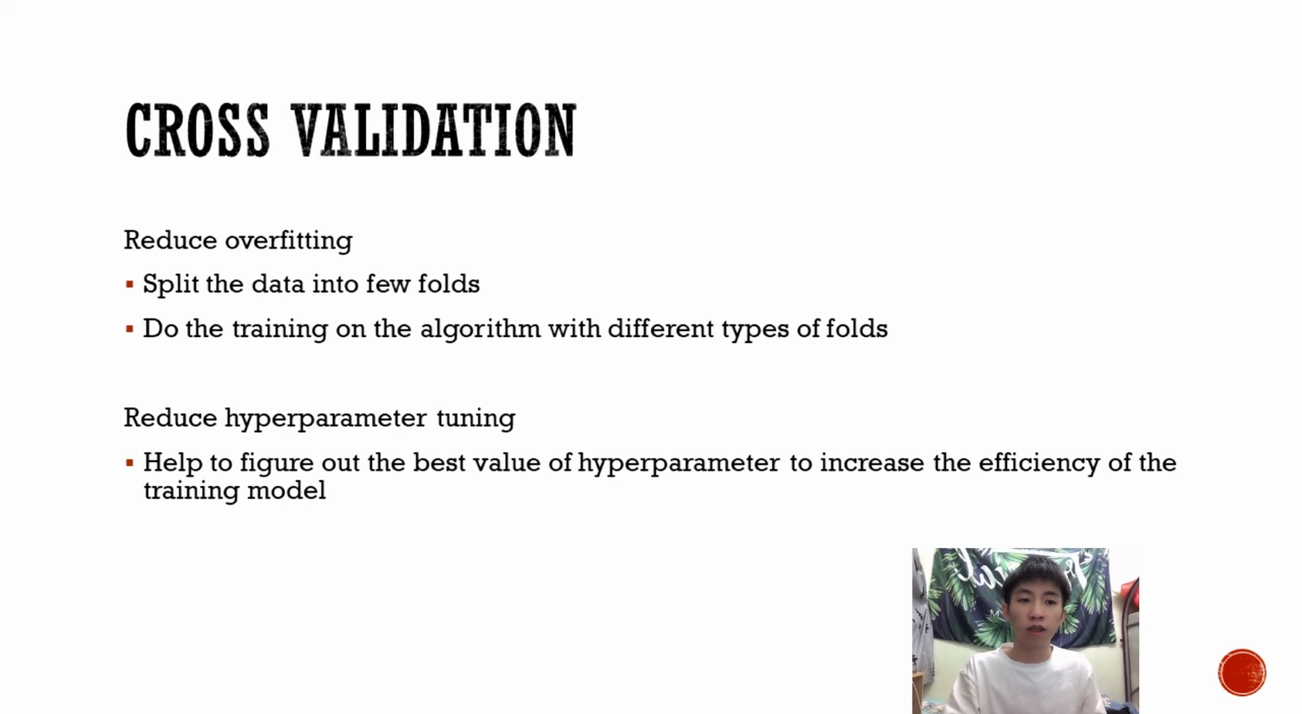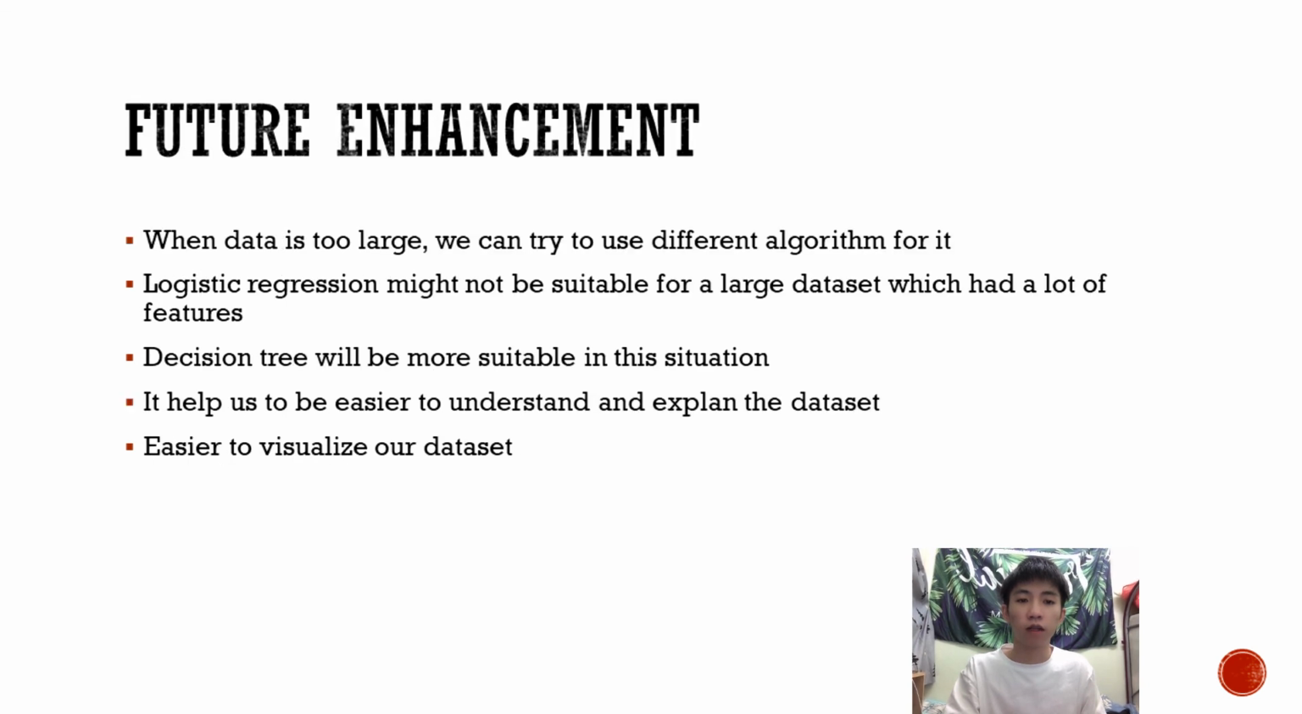By using cross-validation, we could split the data into a few folds and train the algorithm with different folds. This could help to prevent overfitting. It could also help to figure out the best value of hyperparameter to increase the efficiency of the training model. By the way, during training and testing, we could try to use a different algorithm, especially when the dataset is too large.